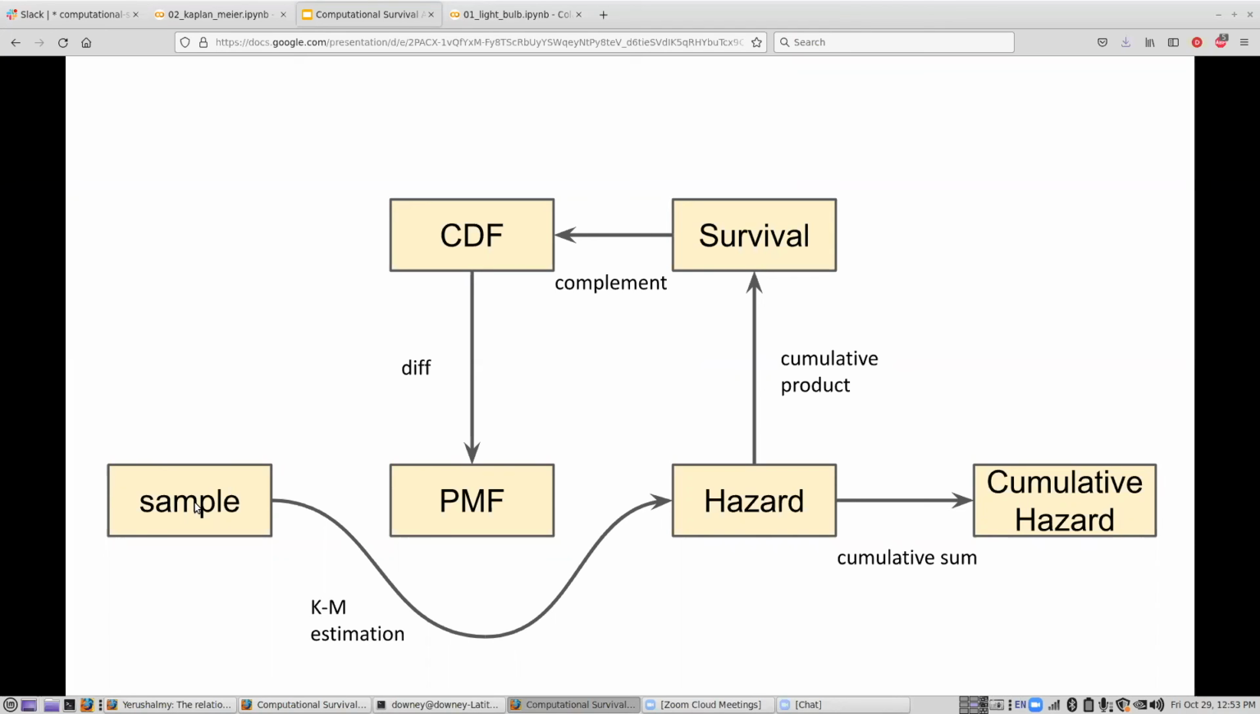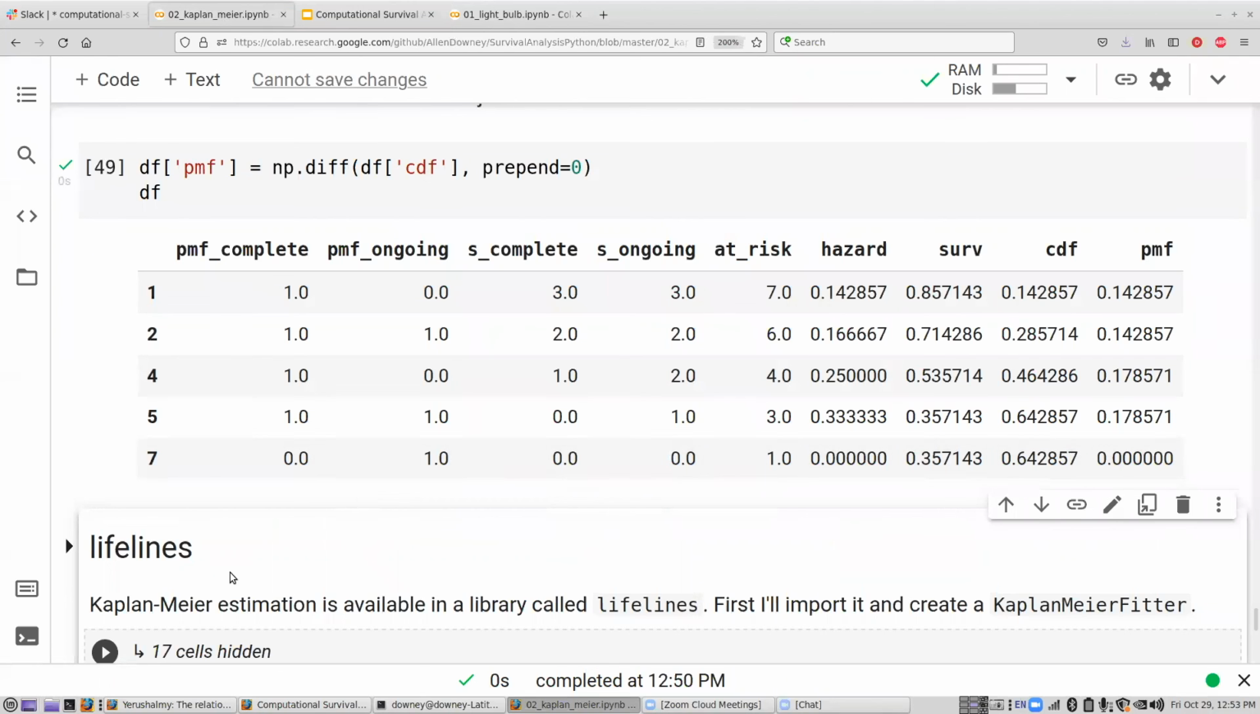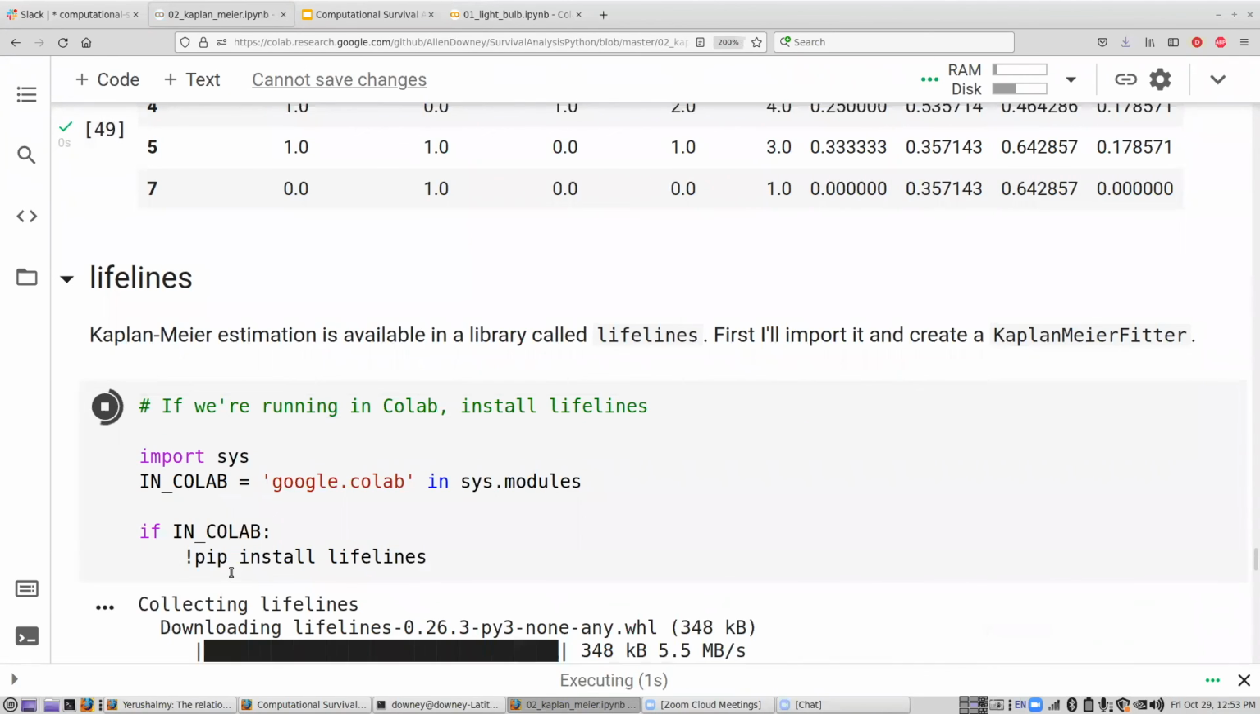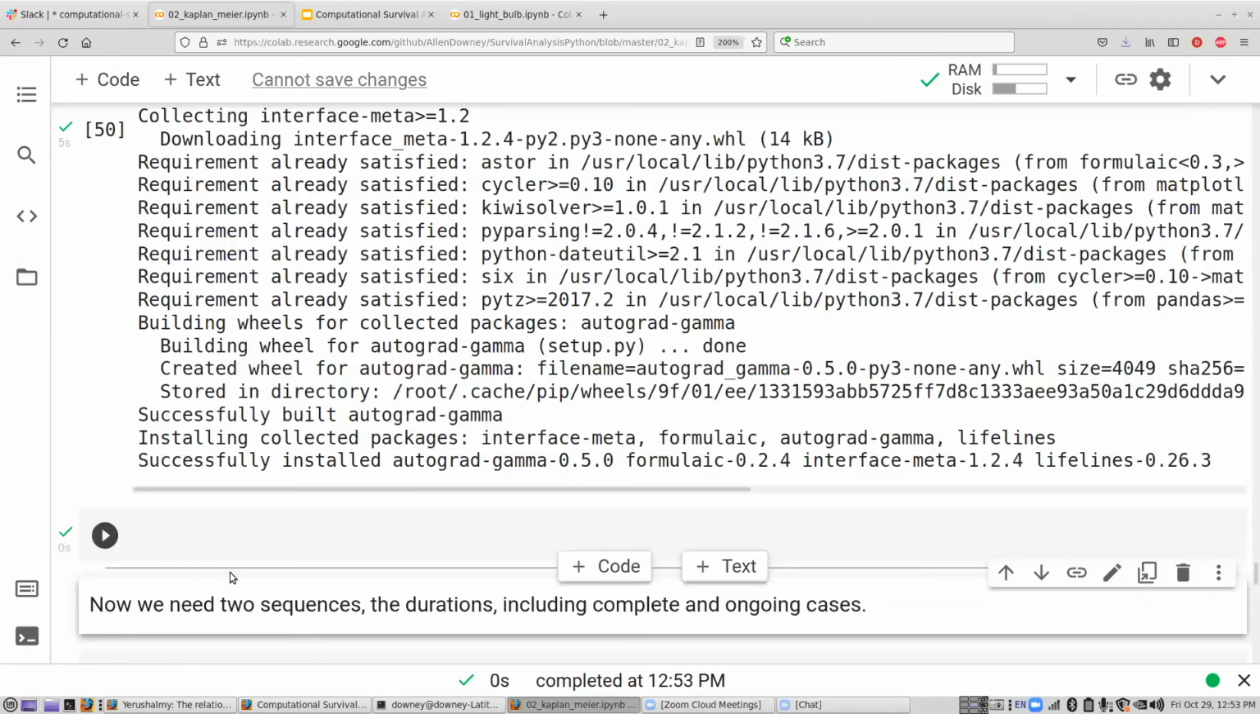Good. All right. The next section of the notebook, I believe we don't have to do any typing for this one, but we do have to install lifelines. So if you run this cell, it will install this library. It's pip installable, it's pure Python, so it's a pretty clean installation.